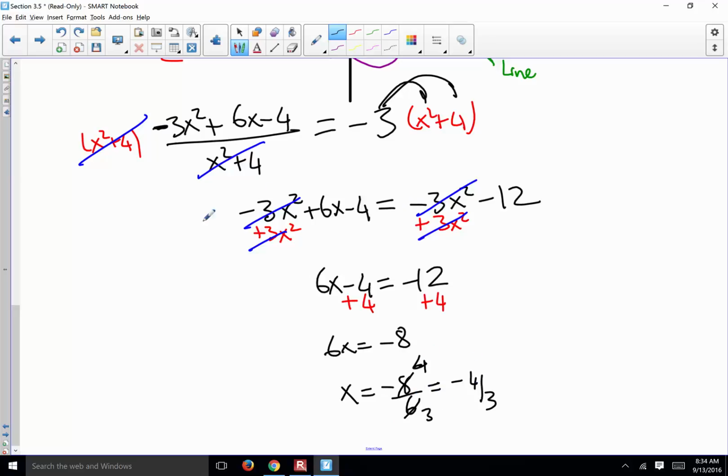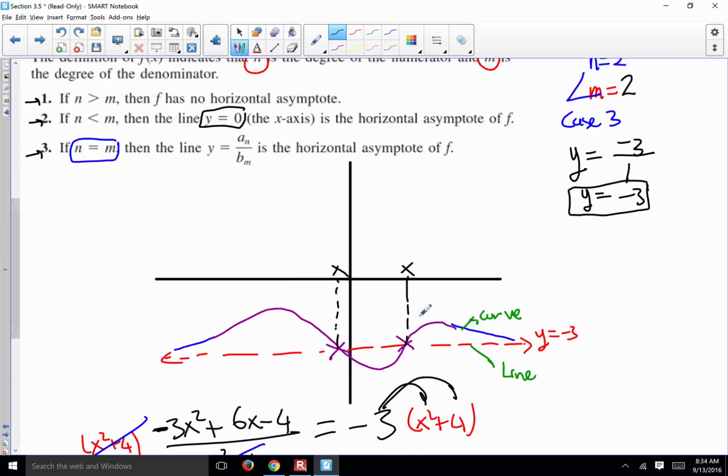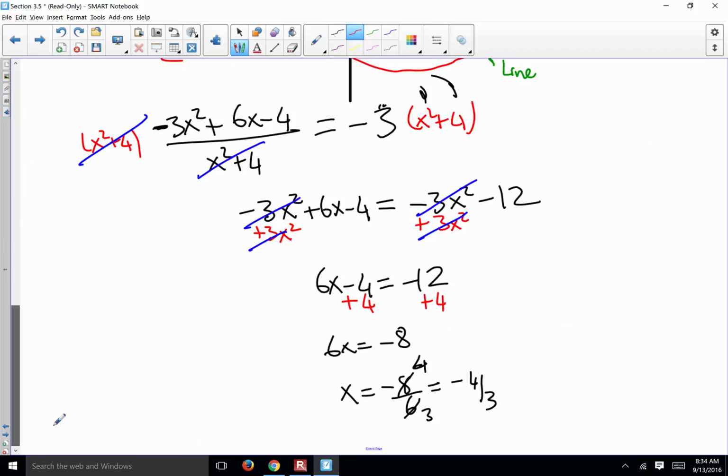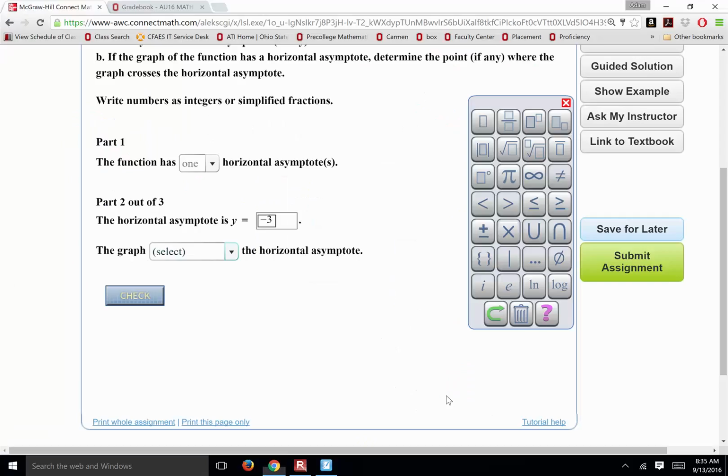They cross each other, not twice though, once. It crosses once, and probably this side is going like this, it crosses once and it goes like this. It gets closer to that line, like that. It never crosses again. That crossing location is at negative 4/3. It does cross it.